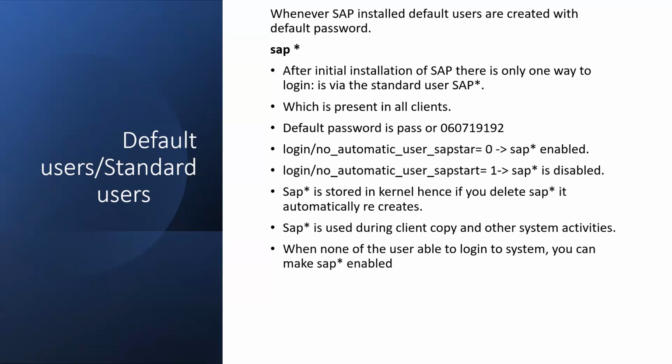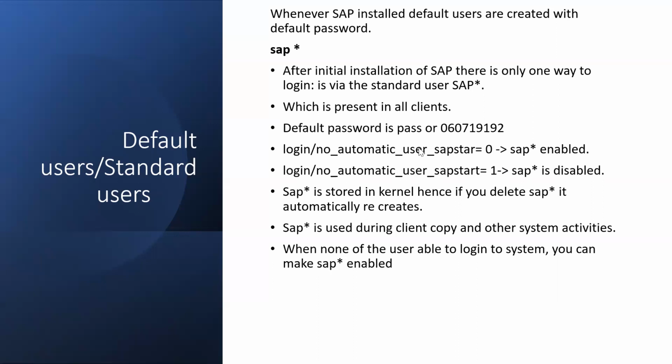After installation of the SAP system, we can use SAP* with the password, and we can create other user IDs, and we can disable this user. We should not keep this user ID enabled. We have to disable this. How to disable that? We have a parameter login/no_automatic_user_sapstar. If you set it equal to 0, then SAP* is enabled. If it is equal to 1, SAP* is disabled.